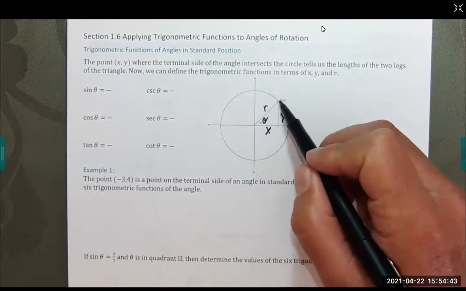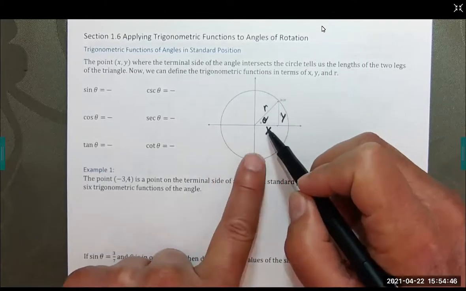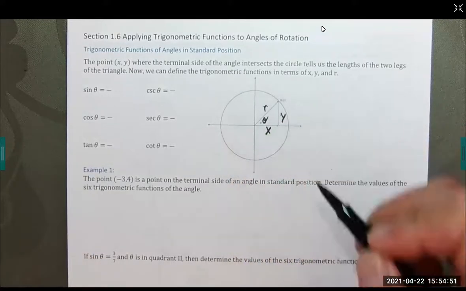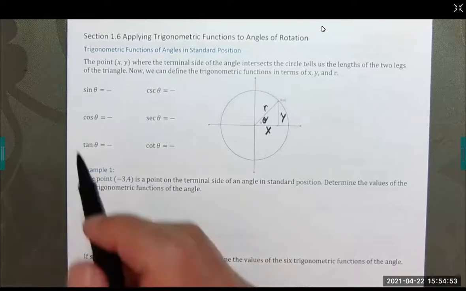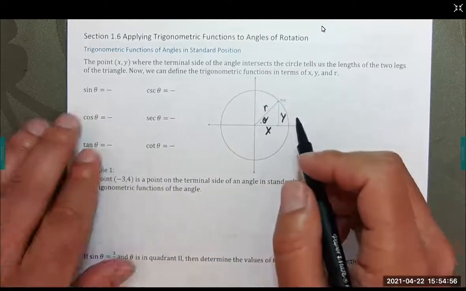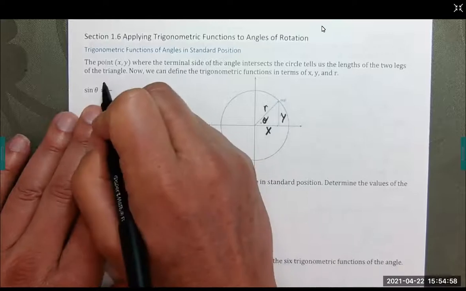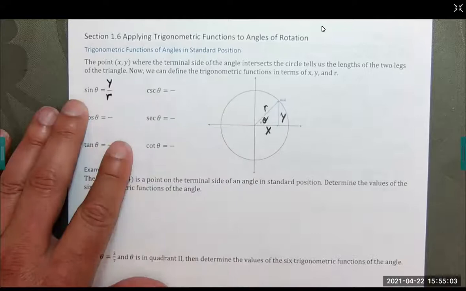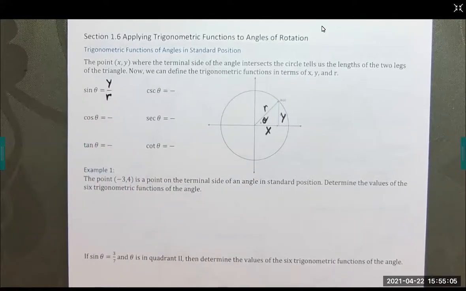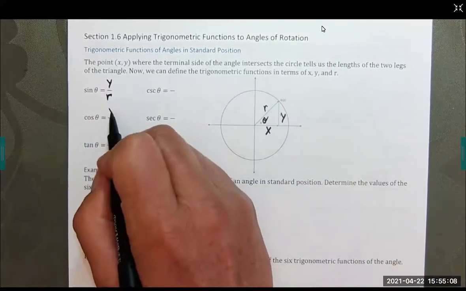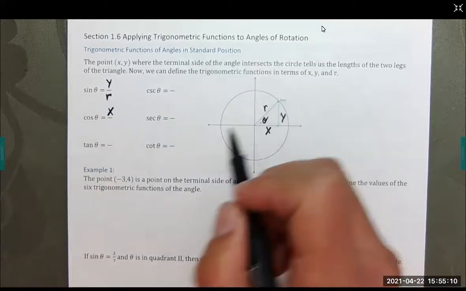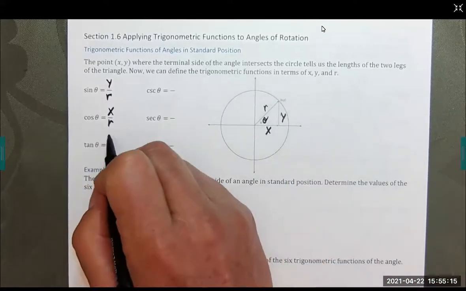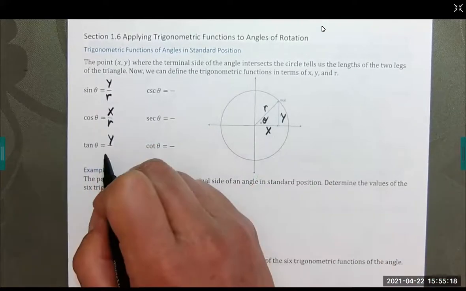You can see the further we go this way, the smaller x is getting and the longer y is getting. But we can define every point on this circle using a triangle like this. And I want to point out relative to theta, we can now define sine. Remember, sine is the opposite, which is y, over the hypotenuse, which in this case we're calling r. Cosine is the adjacent, that's x, over the hypotenuse, which is r. And tangent is the opposite, y, over the adjacent, which is x.